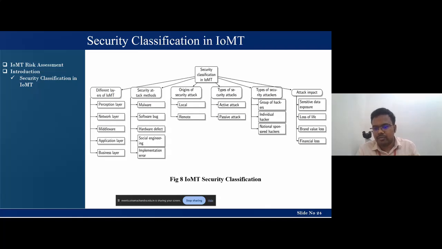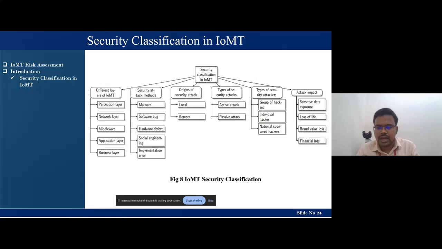But loss of life. If a pacemaker is hacked, if the insulin pump is hacked, if any implanted device is hacked, it will lead to the loss of life. It will lead to critical conditions for the patient, because you cannot simply remove the device. It's an implant. It's inside the body. You need to do an operation to remove the device, so it's a very tedious task. So before that, the device should not cause any harm to the patient.